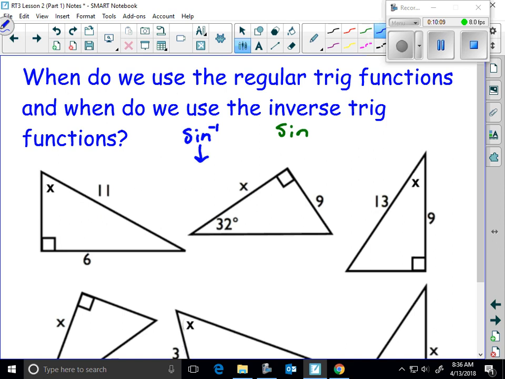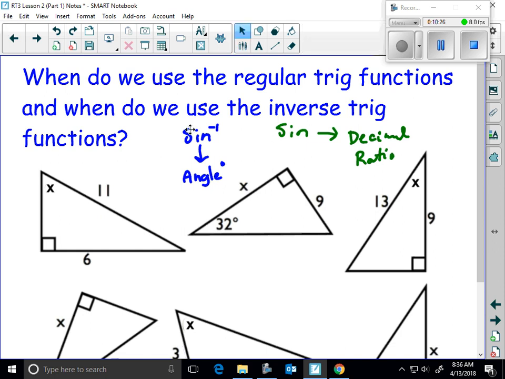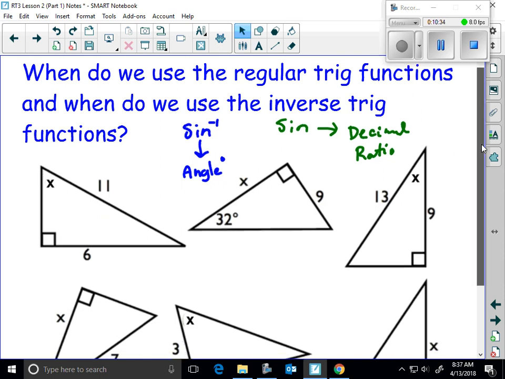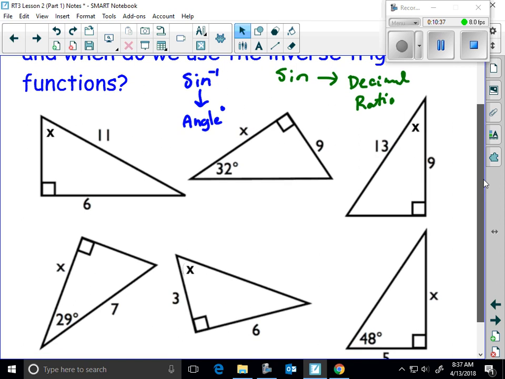What does inverse sine come out to give you? Some angle, some angle in degrees, right? Our normal sine comes out to give us some kind of decimal or ratio. So if we're looking for an angle, we use inverse. If we're looking for some kind of ratio or side length, then we use regular sine or cosine or tangent. So would example 1 be inverse sine or regular sine, cosine, or tangent? Yeah, this would be inverse, right? We're trying to find an angle.